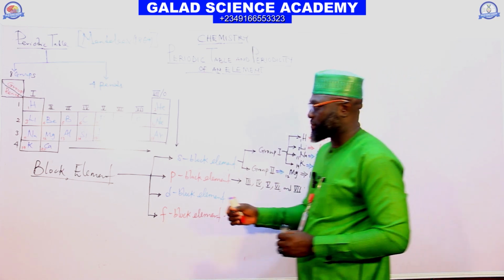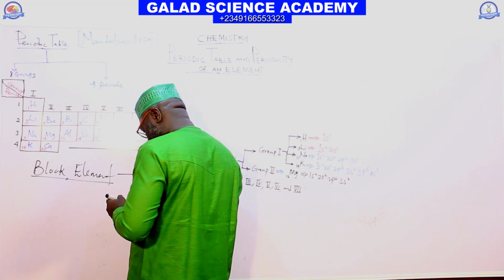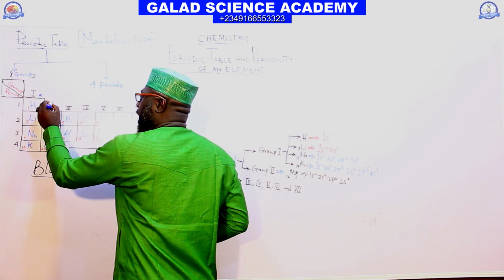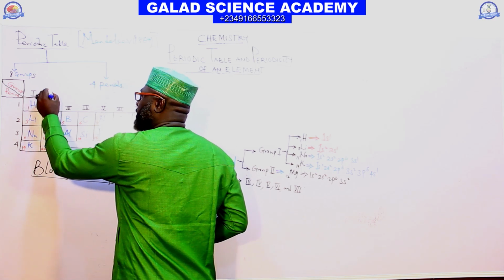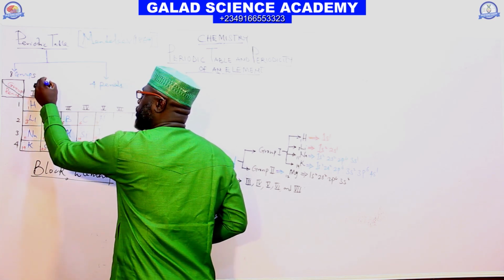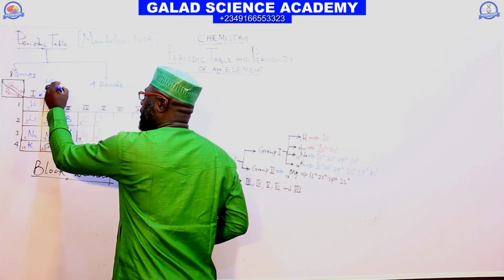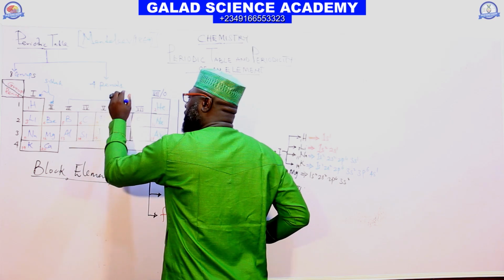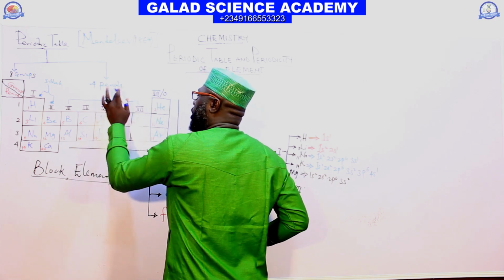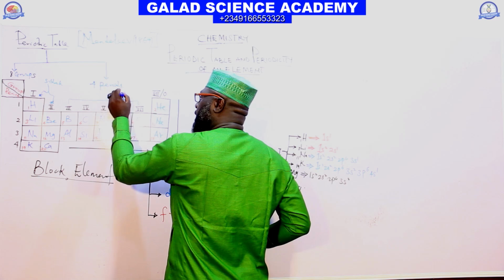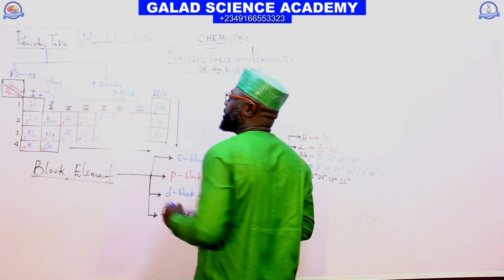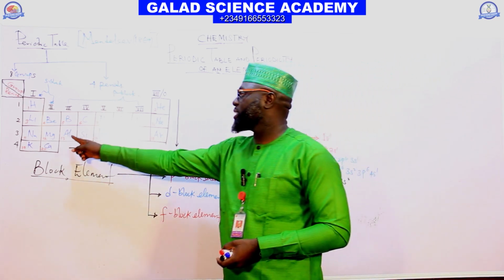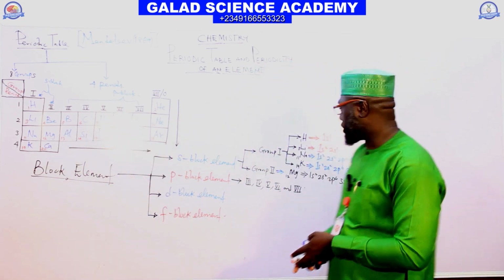So group 1 and group 2, the two of them are S block. But from group 3 to group 7, they are called P block elements. Let us take aluminium, carbon, nitrogen, oxygen as cases of study.